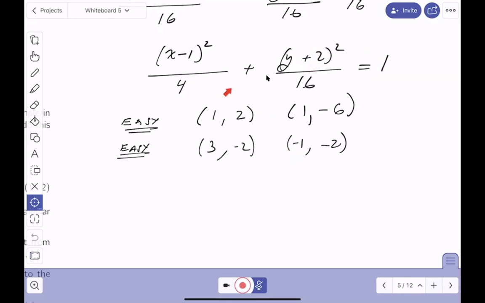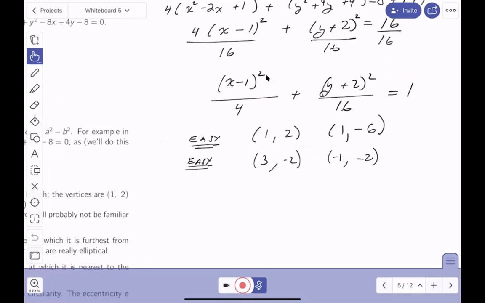Let's try the minus 1. Minus 1 minus 1 is minus 2. Minus 2 squared is 4. 4 divided by 4 is 1. And again, with y equal to -2, the second term is 0. So it works out beautifully. So how many points do I have? 4 easy points.